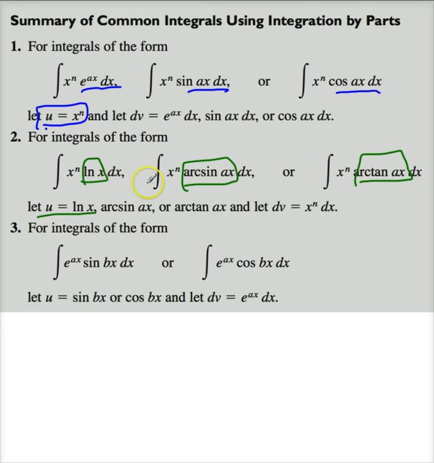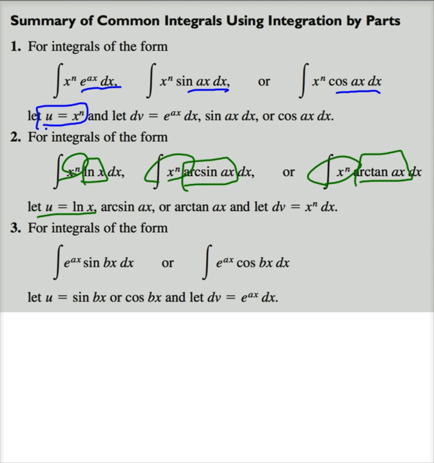Now, if you let that equal u, that means x to the n has to be your dv. These you can integrate. The powers will keep going up, and it will get very messy. But you'll be able to do the integration by parts.